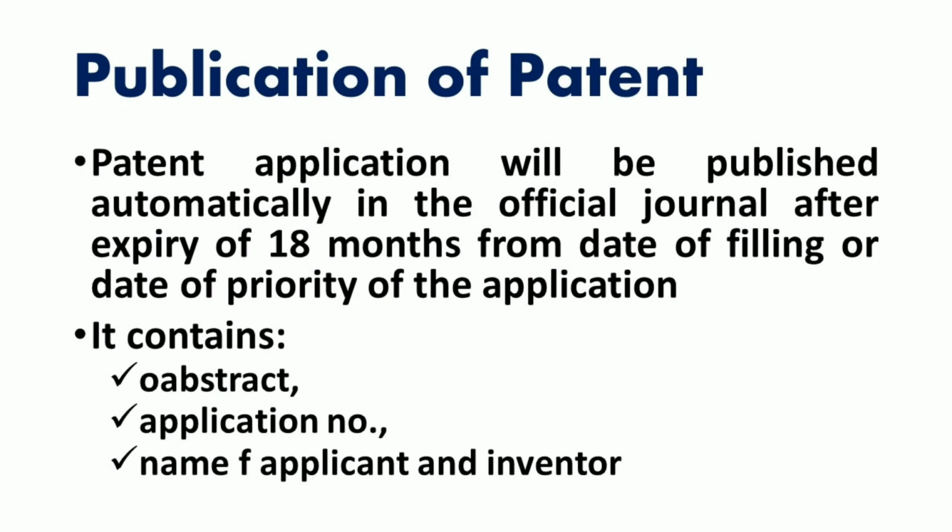If we talk about the publication in depth, then publication of patent will be done automatically. No reminder to the patent office is required, and this publication includes abstract, application number, and the name of the applicant as well as the inventor.